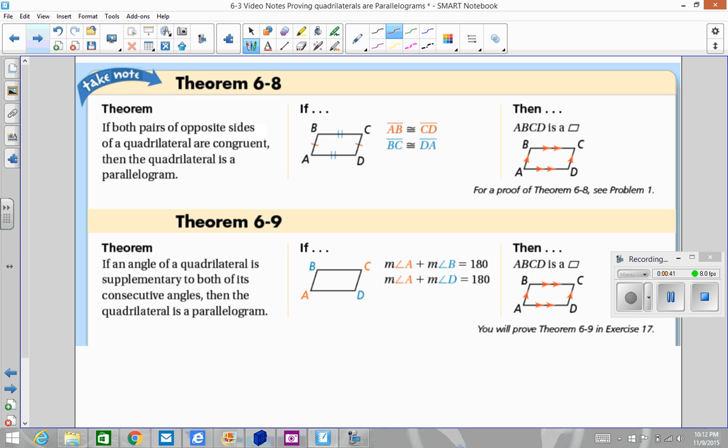So, first thing I want you to do is write theorem 6-8. I want you to have this theorem, this picture, and this. So pause the video and put those down.